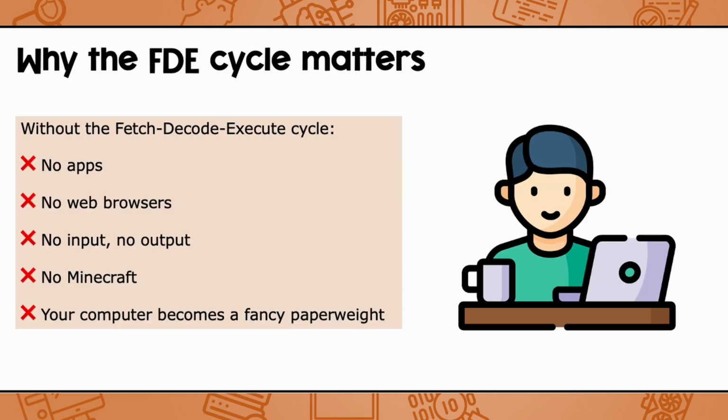The fetch, decode, execute cycle is the heartbeat of every computer system. Without it, instructions can't be processed, data couldn't be manipulated, and nothing from simple calculations to complex games would be possible.